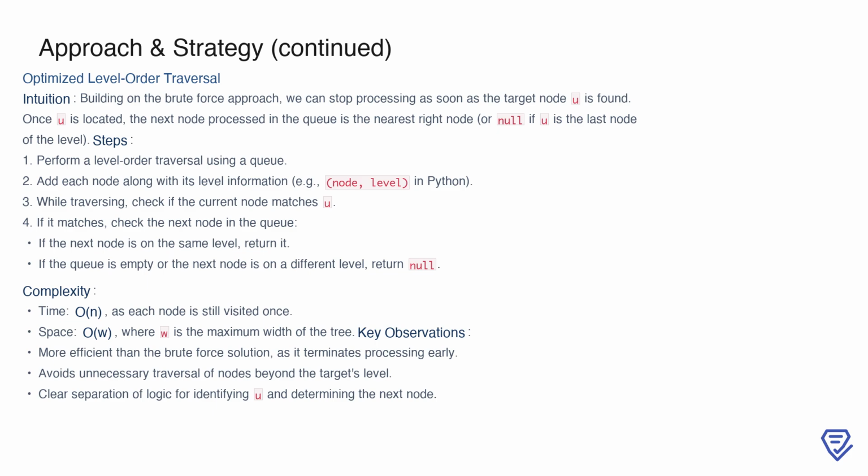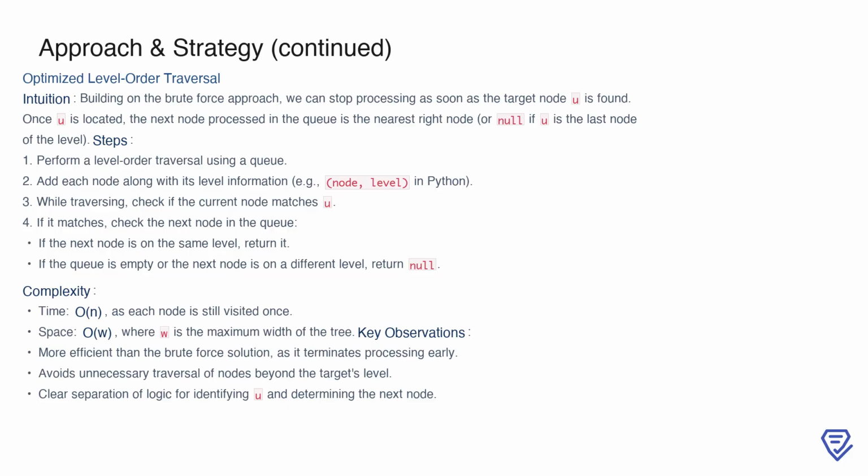The idea remains the same. We use a queue to traverse the tree level by level. However, instead of continuing to process all nodes on a level even after locating U, we terminate early. As we add nodes to the queue, we include their level information, such as node level.